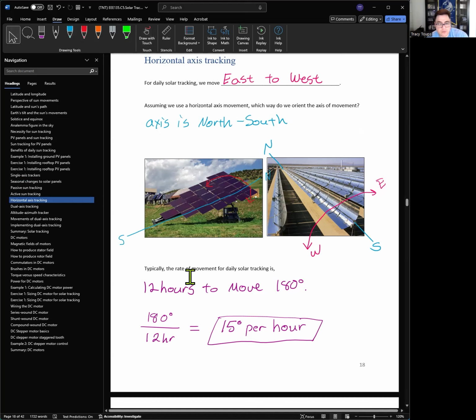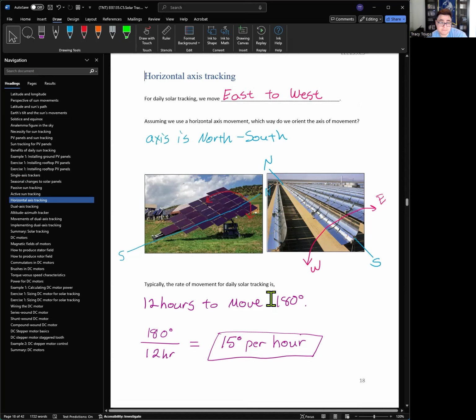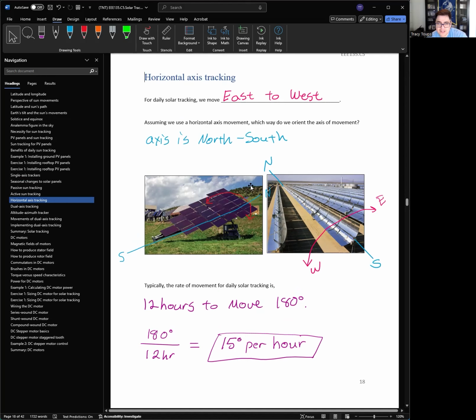What is a typical rate we have to move? Well, remember there's 12 hours, right? 12 hours of sunlight from east to west. We have 180 degrees of movement. So it's very easy. You take 180 degrees divided by 12 hours, you get 15 degrees per hour. And you can split that up even more, right? So you could say, what is it? 15 degrees in 60 minutes. Every 4 minutes, you have to move 1 degree, right? And again, you could program that in a microcontroller for a DC motor pretty easily. Okay, so that's your horizontal axis tracking. East to west is always the most important.